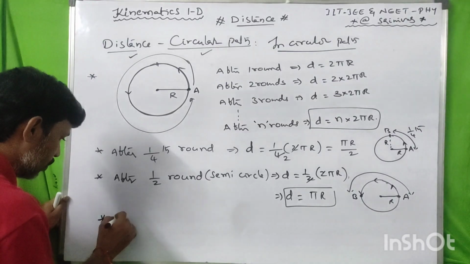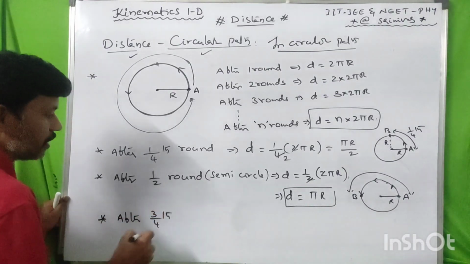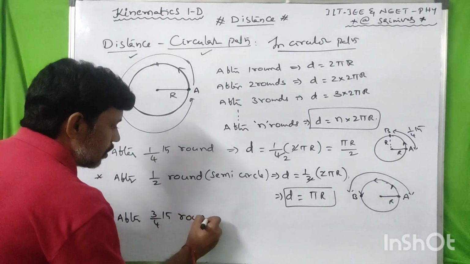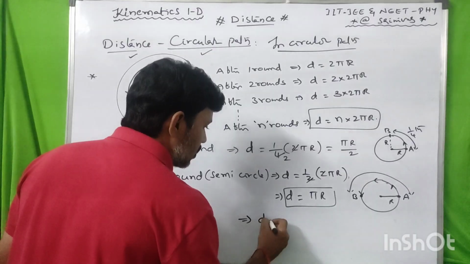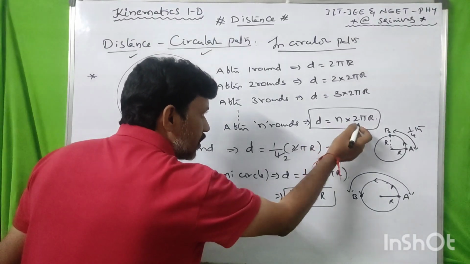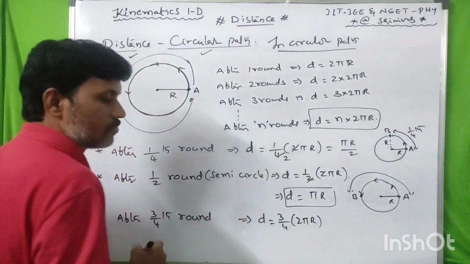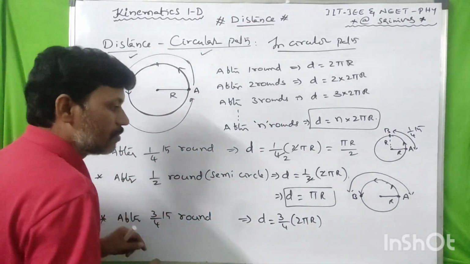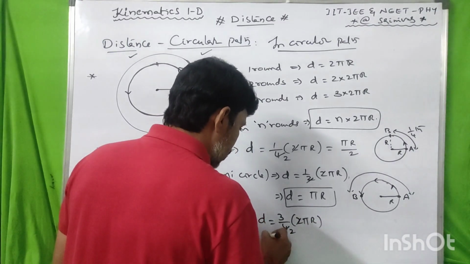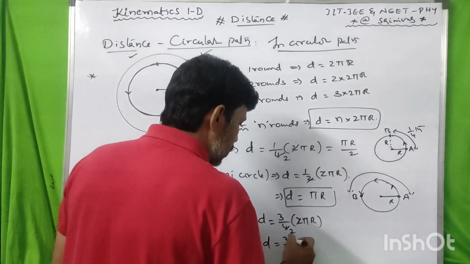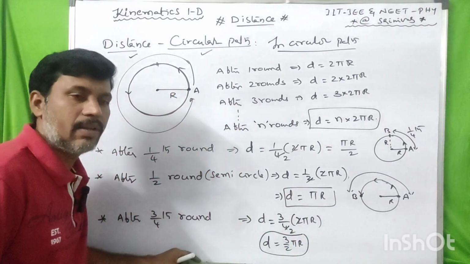Next one more is after 3 by 4th round completed. If the particle completes 3 by 4th round, then distance is equal to n into 2 pi r, means 3 by 4 into 2 pi r. So 2 will cancel with 4, and the answer is D is equal to 3 by 2 of pi r.